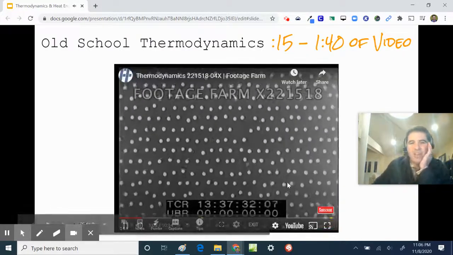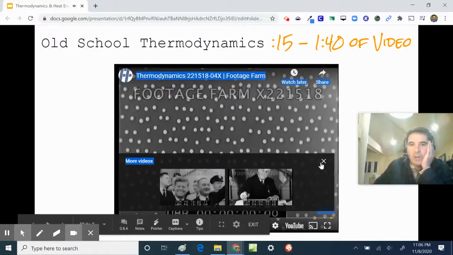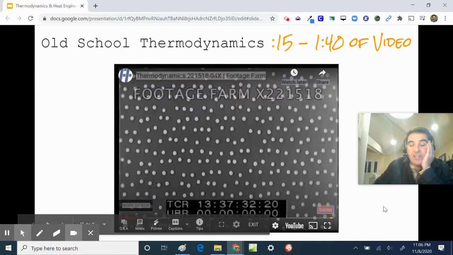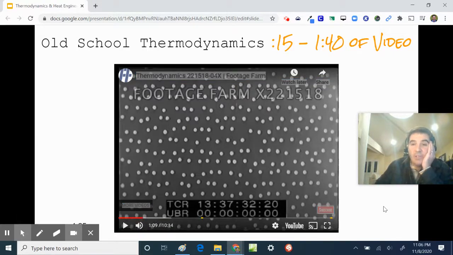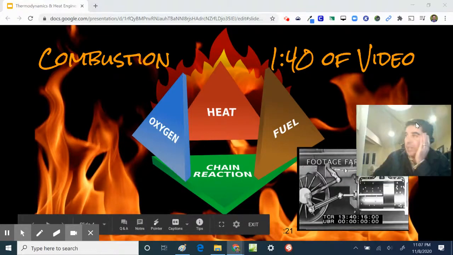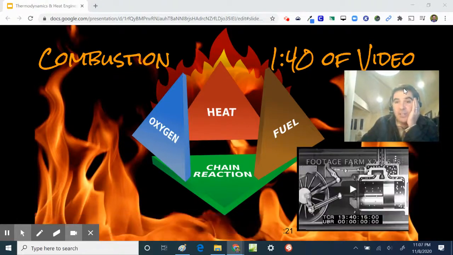So we have a situation here where this is showing us that the heat is causing the molecules to move up, and we're going to use this directly to show you how heat engines work. So in this next situation, it's talking about basically the basic idea of combustion.